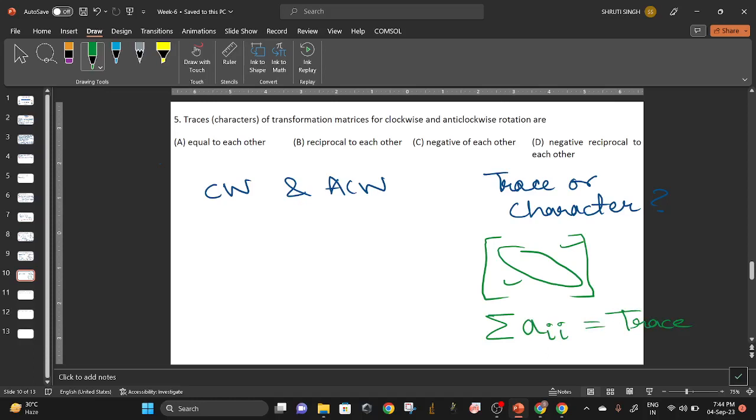So now for clockwise and anti-clockwise, suppose we are using C2 and C2 inverse. This is clockwise, this is anti-clockwise. If we have some matrix, then for the clockwise and anti-clockwise rotations, the matrices will be transposes of each other.